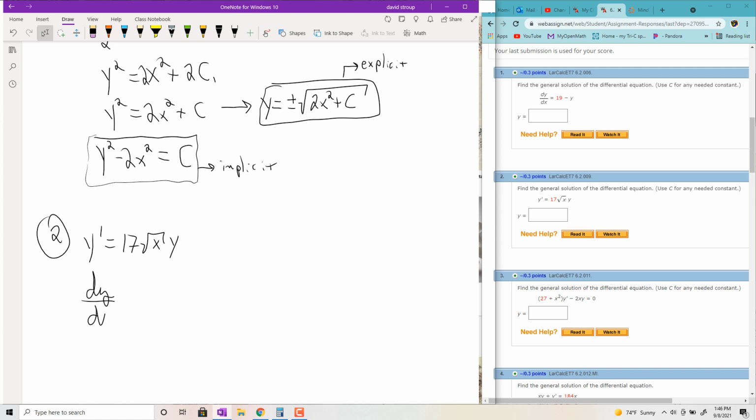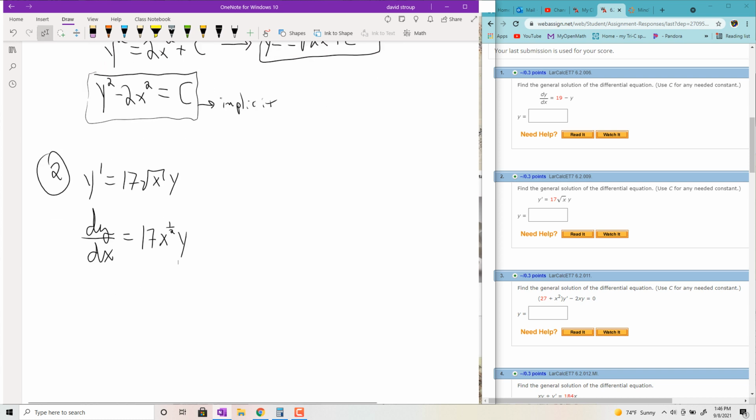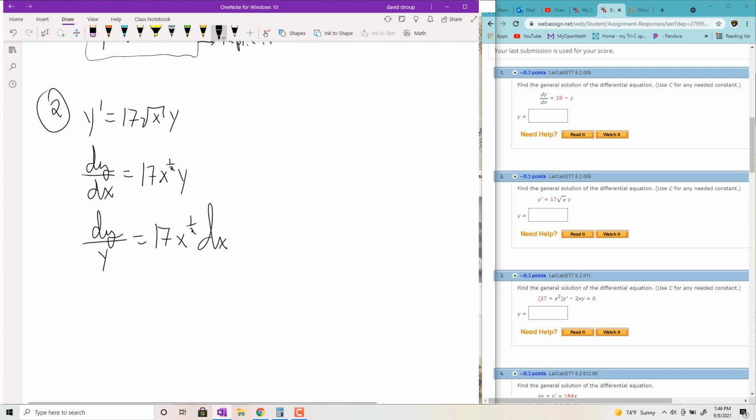I'm going to rewrite y prime as dy over dx. And then over here I got 17. Rewrite square root of x as x to the 1/2. So I'm going to be integrating it, so I want the power rule, you know. Anyways, I always like to leave the constants on the right with the x stuff, and then I'm going to move the y to the left and the dx to the right. So I'll have dy over y equals 17x to the 1/2 times dx. Okay. Then integrate both sides.